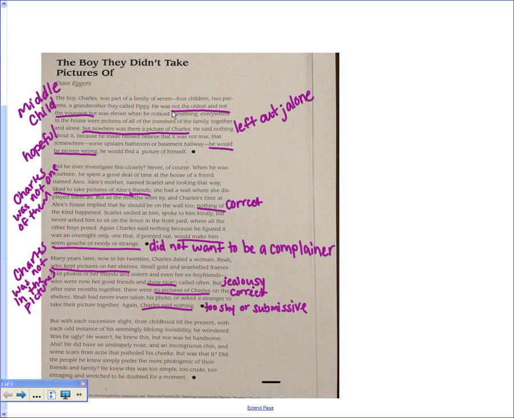But with each successive slight from childhood till the present, with each odd instance of his seemingly lifelong invisibility, I'm going to go ahead and underline seemingly lifelong invisibility. We get a sense of his emotions. He feels that he is a loner or that he's not important.